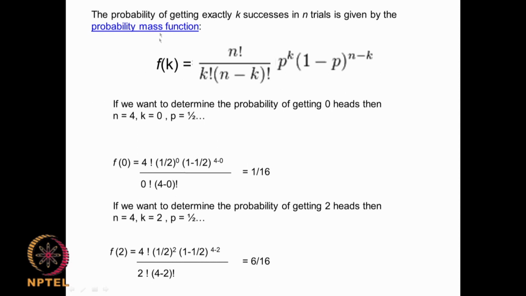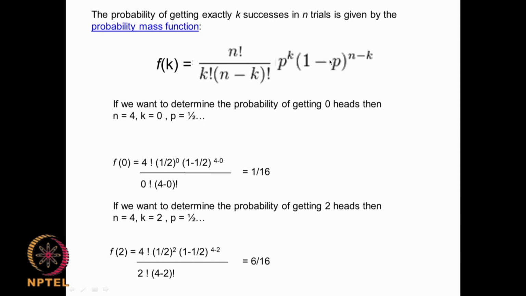This is how the probability equation looks. The probability function f(k) is given by n factorial divided by k factorial multiplied by n minus k factorial, times p to the power k, times 1 minus p to the power n minus k. So n trials, k successes, p is the probability. n times you are doing something, k is the number of successes you are talking about, and p is the probability.